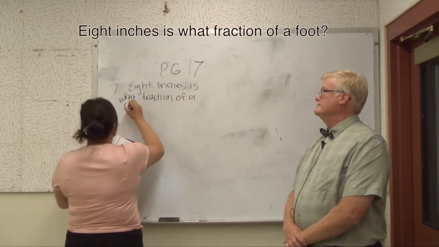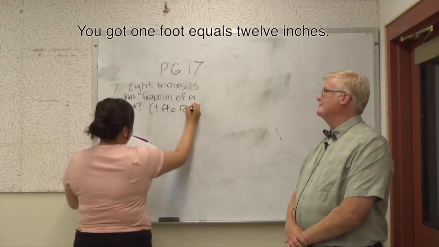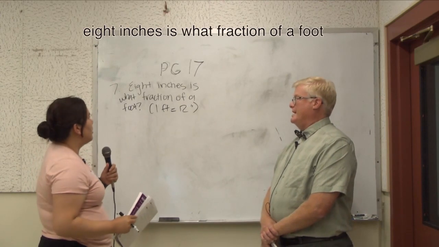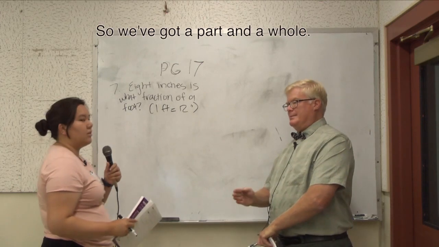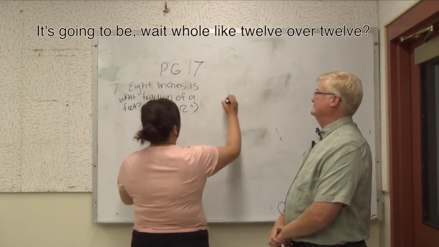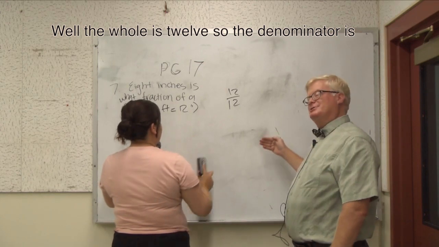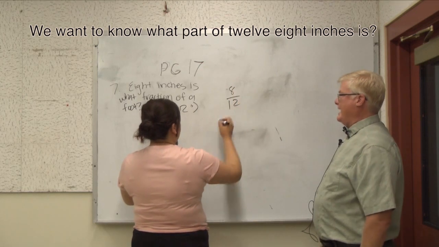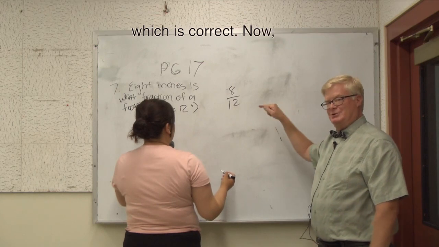Of a foot, we got 1 foot equals 12 inches. Very good. So the question is, 8 inches is what fraction of a foot, or 8 inches is what part of a foot. So we've got a part and a whole. What's our whole going to be? The whole is 12, so the denominator is 12. That's the bottom number. We want to know what part of 12 8 inches is. So 8 inches is 8/12 of 1 foot, which is correct.